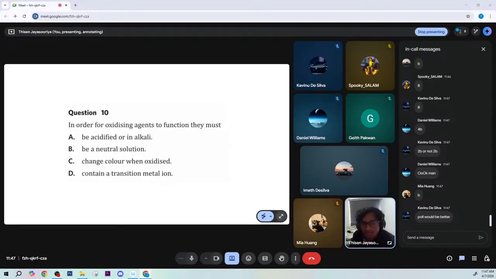Okay, here. In order for oxidizing reagents to function, they must be acidified, or alkaline, or neutral, change color when oxidized, or contain a transition metal.